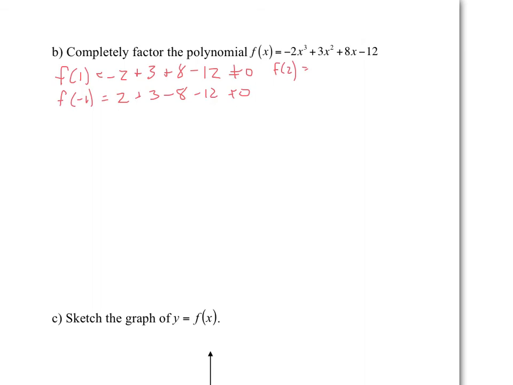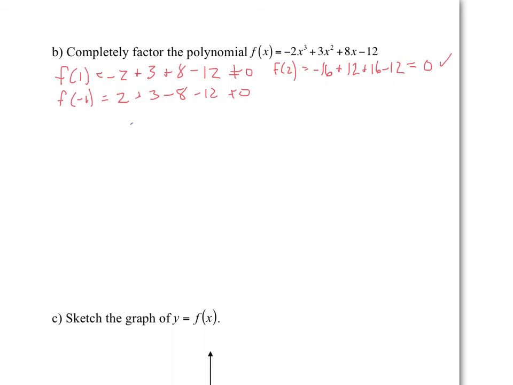Okay, so again, I'm going to do some mental math directly in there. So 2 cubed is 8. 8 times negative 2 is negative 16. Plus 4 times 3, which is 12. Plus 16 minus 12. Look at that, that is equal to 0. Check. We found our first 0. That's how we're going to do that.